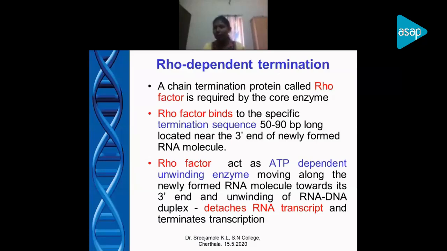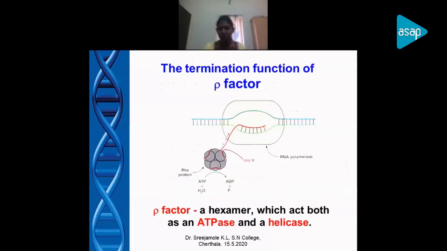This rho factor has two modes, that is, it acts as an ATPase as well as a helicase. With these two activities, with the help of ATP, it melts the binding between the template DNA and the RNA so that it detaches the RNA transcript from the template and terminates the transcription. So this is the picture, which we can see in the gray color, that is the rho factor, which is a hexamer having 6 subunits, and this hexamer binds to the 3' end of the newly formed RNA.